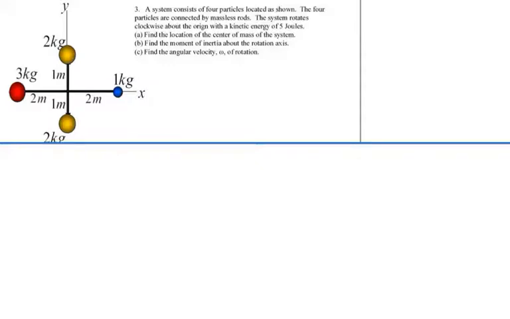Since we have massless rods, we don't have to worry about the connecting rods. We just have to worry about the location of these masses. And we want to find the center of mass of this, so we want the x, y, and z coordinates of that. If we find the x center of mass, that would be the summation of every mass weighted down by its x position over the total mass of the system.